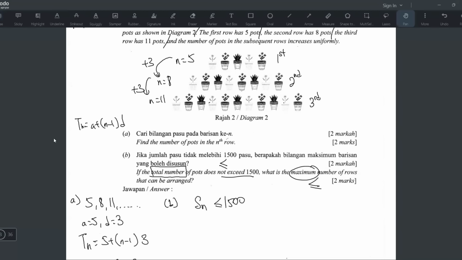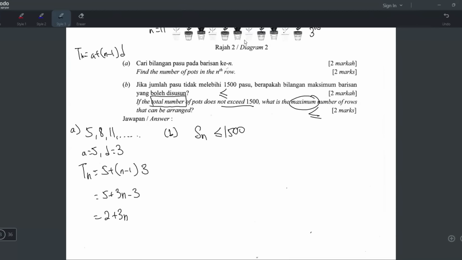Okay, all right, so let's find out the n first. The formula for Sn is n over 2 big bracket 2a plus n minus 1 d. But there is a chance for your n to be decimal later. If your n answer comes out decimal later, then you have to take the maximum, because n tak boleh ada decimal. n is the bilangan term, the number. So dia tak boleh ada decimal, dia tak boleh ada negative, tak boleh ada fraction.